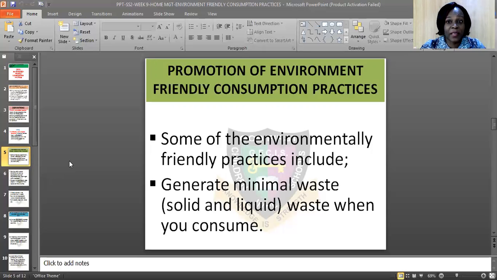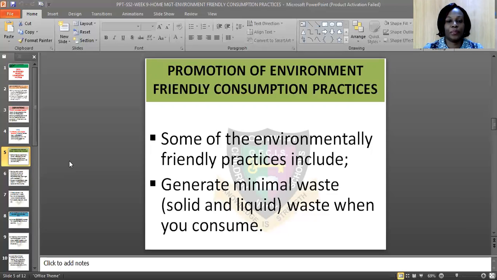Like our feces, wastewaters will go through drainages. Okay, solid waste, like all these bottles and broken bottles and so on and so forth. How do you dispose of them? The knowledge of these environment-friendly consumption practices will help you to know how you dispose of all this waste and how you go about it. Is that okay? It is very, very important.